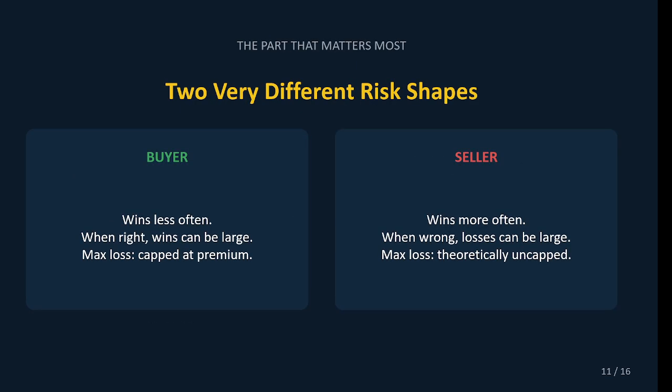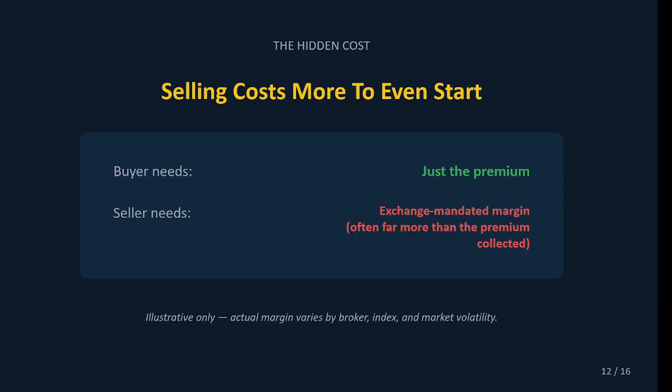So when the probability of winning is always higher for the seller, why are so many more people buying than selling? The reason is that for a buyer, all he needs is only the premium. When I said 70 rupees, 70 into 65 is hardly 4,000 or so. That is the amount he needs for buying.